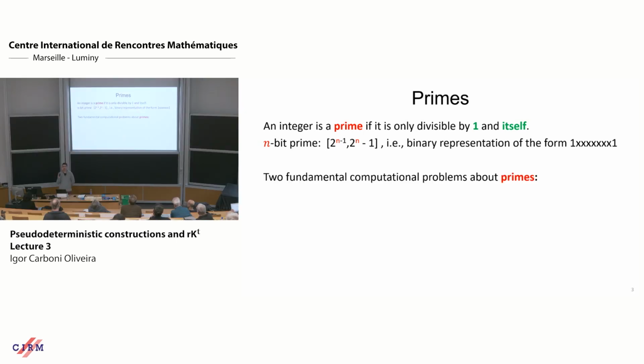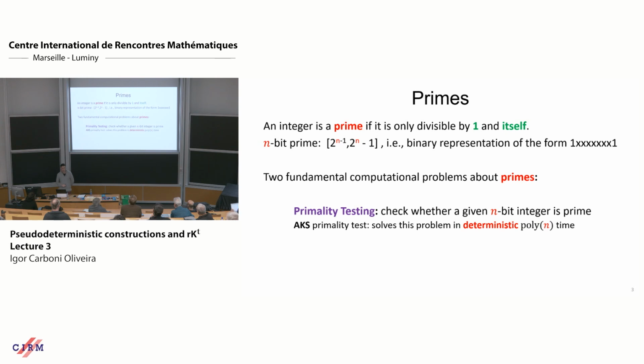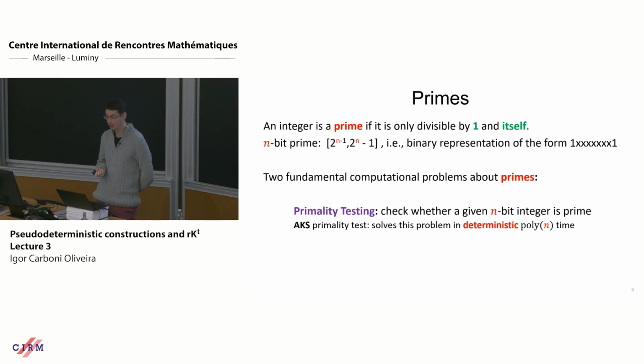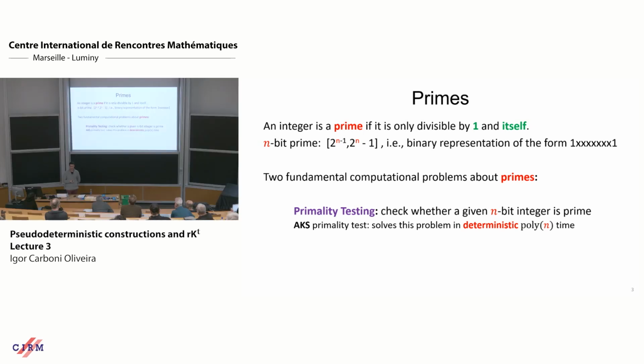And there are two fundamental questions you can ask about primes from a computational perspective. One of them is, if I give you an n-bit integer, can you test if it's prime? This problem has been solved by the AKS algorithm, which can compute if a number is prime deterministically in polynomial time. And perhaps a second very basic question is, how do you generate a large prime, an n-bit prime? This is the focus of this talk.